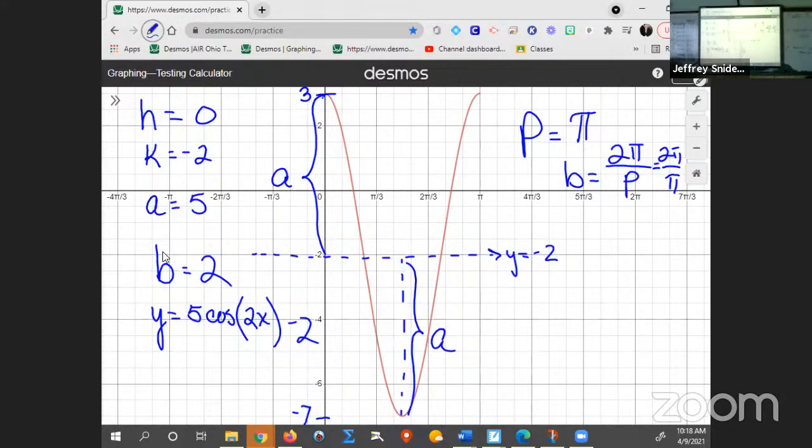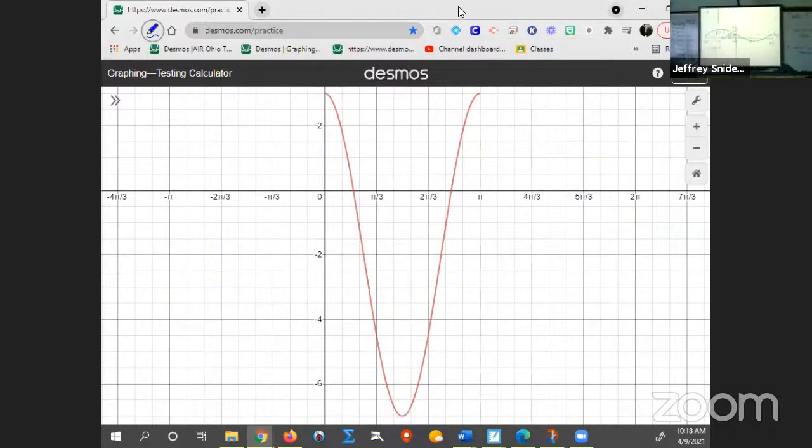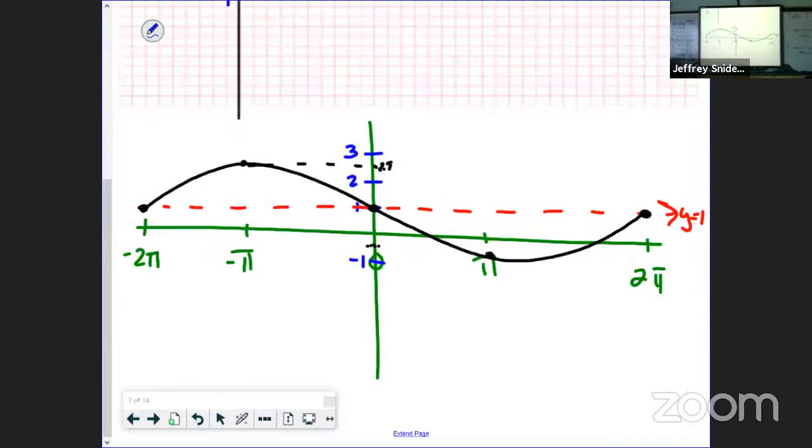Yes? So, if there's no phase shift, like you said, you can put the B with the x. Correct. Well, yeah, exactly. Because what that really is, is Bx plus 0. Okay? All right. Let me go ahead and get rid of that information on there.